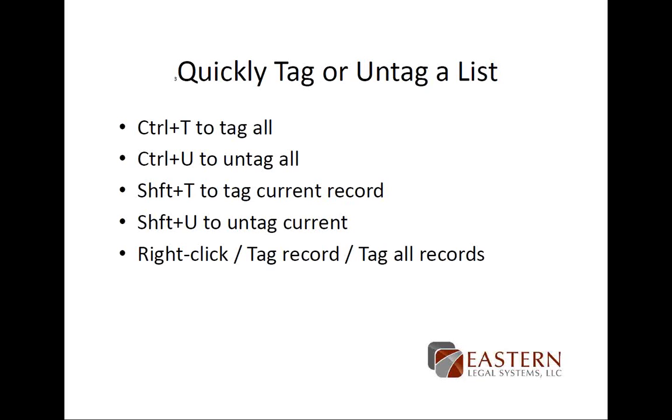But if you're looking at a list of items that you have searched and selected, you can instantly tag them all by using Control-T, Control-U to untag. You can tag and untag individual records with Shift-T and Shift-U. And then, of course, you can always right-click and say Tag a record and then choose Tag all records if you insist on doing that without letting go of your mouse. But usually I find that the keyboard option is quicker, especially if your hands happen to already be on the keyboard.